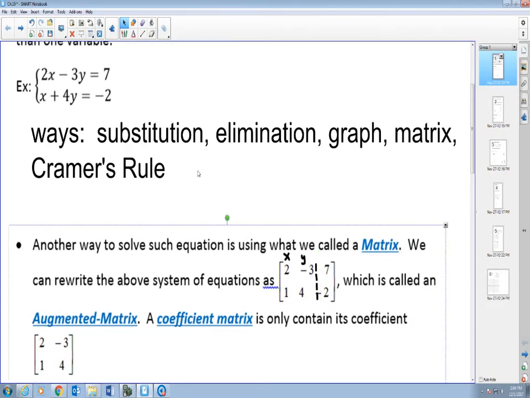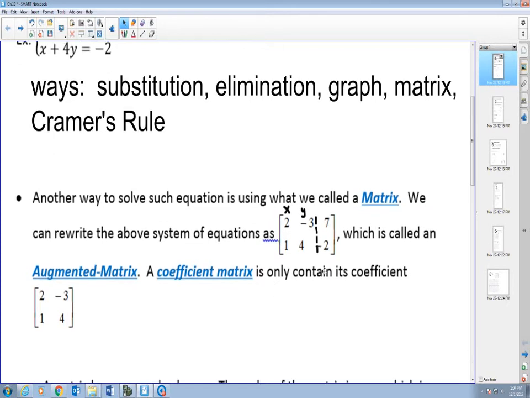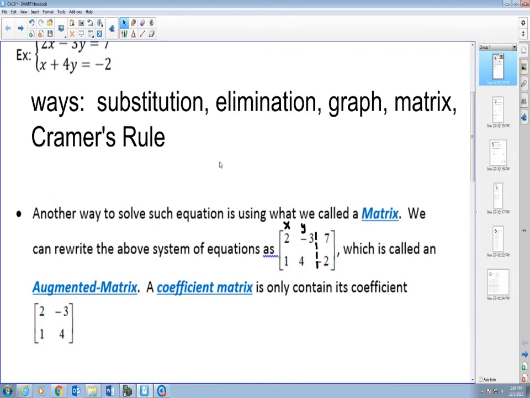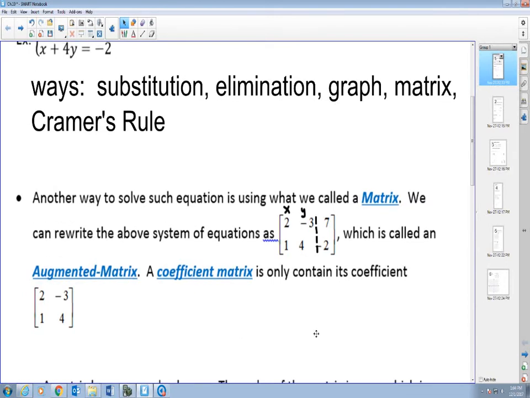Now when we write our system of linear equations in a matrix this way, it's called an augmented matrix. Another type of matrix is called a coefficient matrix, which only contains the coefficients. We will use the coefficient matrix for Cramer's rule.